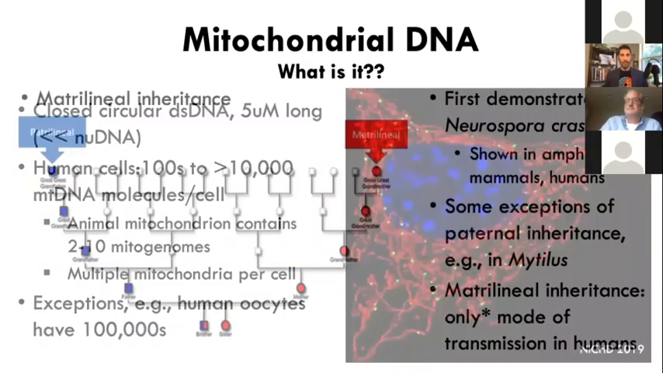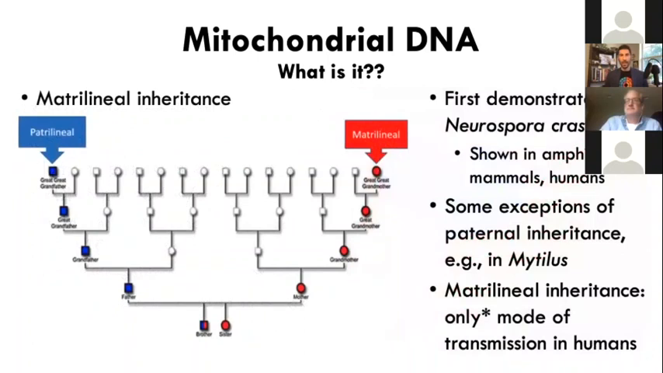And as Miguel mentioned, it is inherited in a very specific and unique way. It's only matrilineally inherited, which means you only get it from your mother's mother's mother's, etc. This was first studied in the bread mold Neurospora crassa, but it's of course been shown in amphibians and mammals across the tree of life, humans, of course. There are some exceptions in the tree of life. For example, there is paternal inheritance in the saltwater mussel, Mytilus, but this is very rare. It is exceedingly rare in humans. There have been a couple of cases of paternal inheritance. One of them is called into question, and certainly people who have this are not viable for very long, so it's not something that can persist. So it's matrilineally inherited basically across the board.